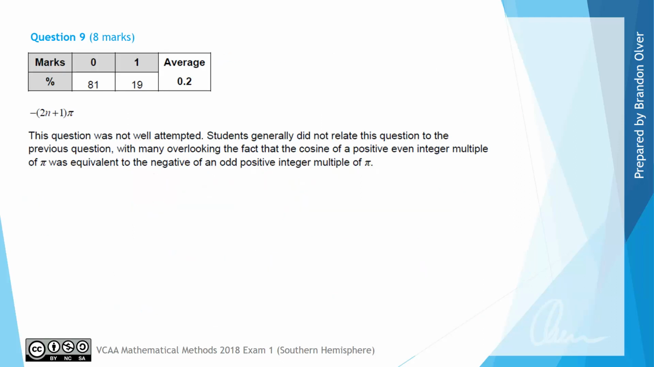So we can see from the examiner's report that less than 20% of students gained the mark for this question, and overall it was not well attempted. Students generally did not relate this question to the previous question, with many overlooking the fact that the cosine of a positive even integer multiple of pi was equivalent to the negative of an odd positive integer multiple of pi. So it really could have been shortcutted to reach that answer, or as we showed on the previous slide, we could have worked through it from essentially basic facts like we did for part A anyway.